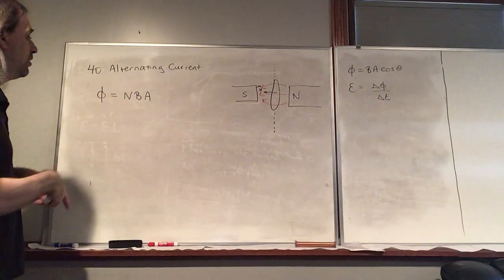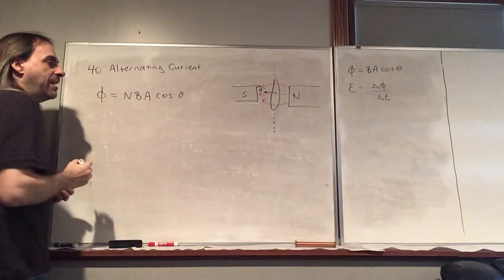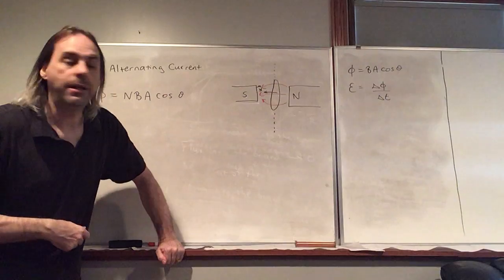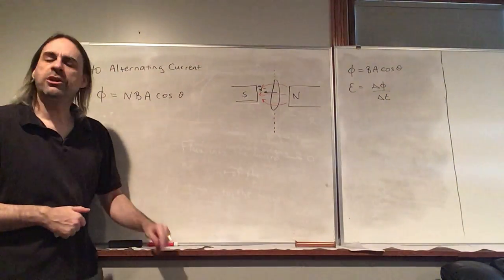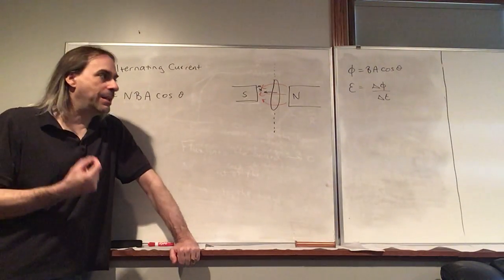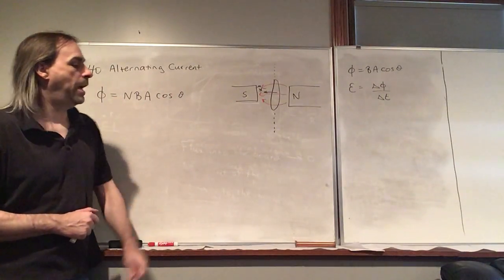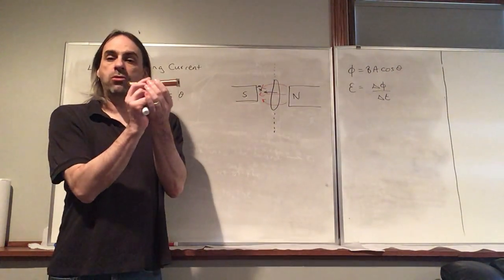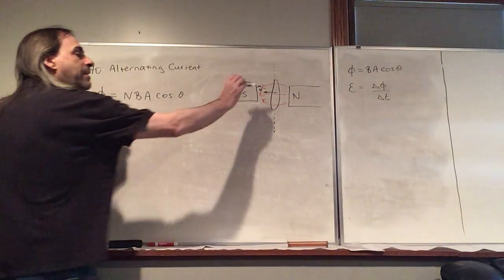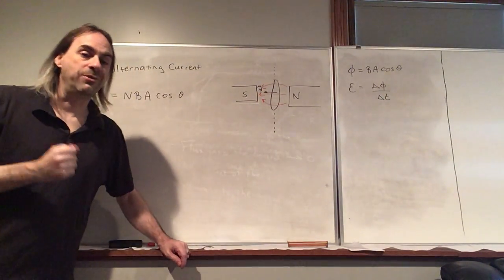And there's also, let's put this cosine theta, where theta is the angle between the magnetic field and the normal vector. Now I initially left this off because the way I drew it, they're parallel to each other. And if theta is 0, cosine of 0 is 1, and so the flux would be NBA. Now let's say we rotate this coil. Everything else is the same, but this angle is changing. If we rotate it through a quarter turn, the flux goes to 0.